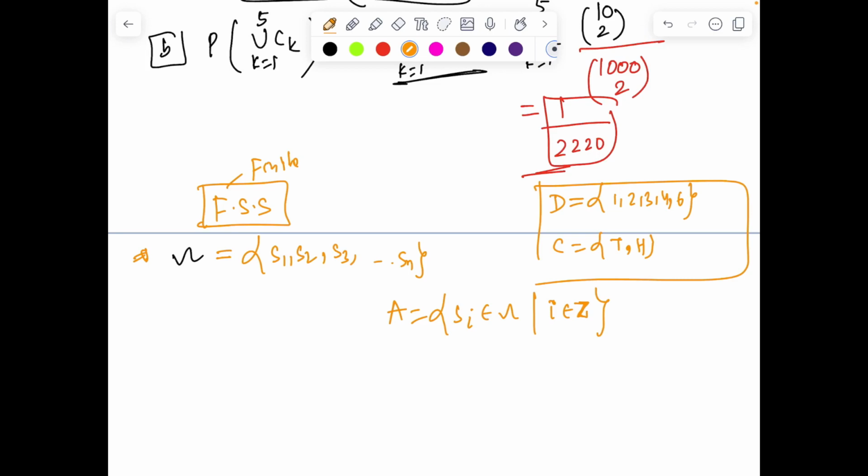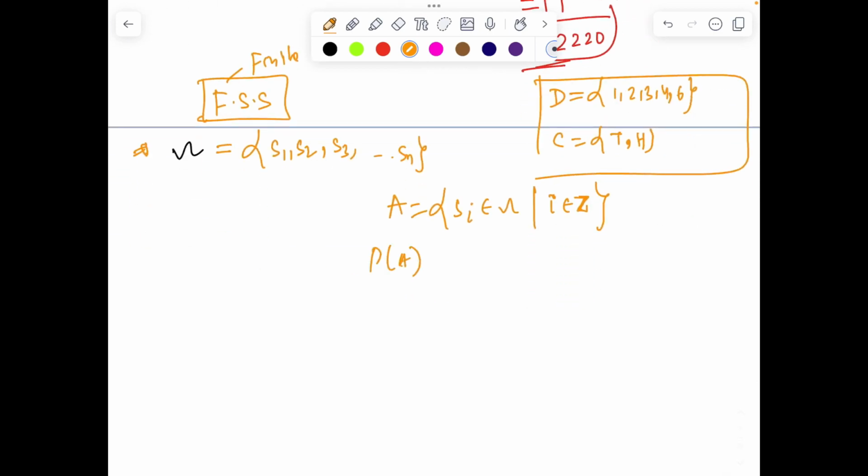So hence the probability of A will be nothing but the probability of Si belongs to omega such that i belongs to integer. Let's use curly brackets as set notation, and that becomes simply the sum of the probability of Si, i belongs to integer. That means if 1 and 2 come together, it's probability of 1 plus probability of 2.